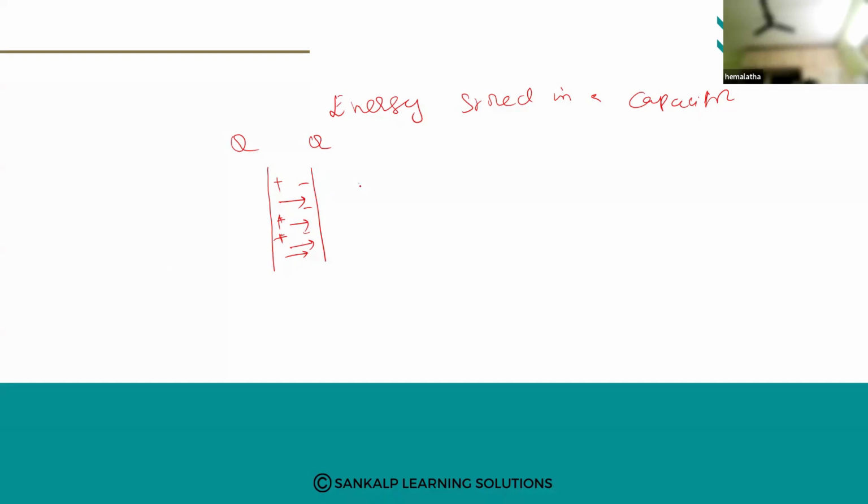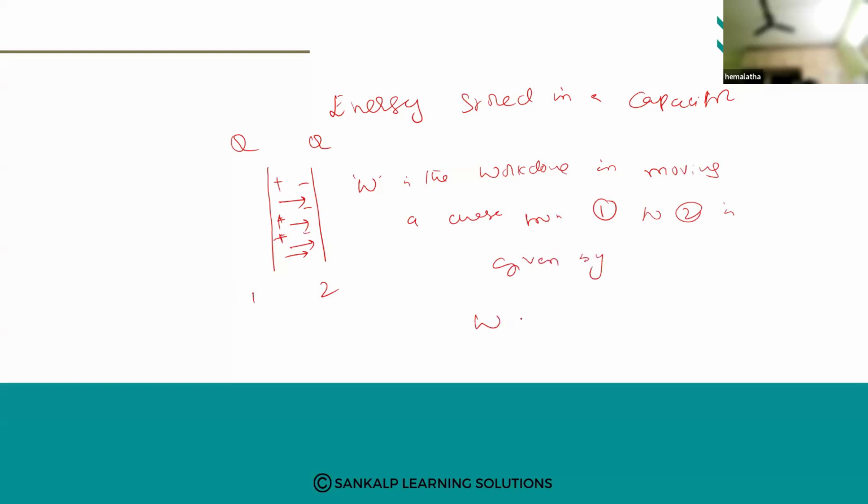There exists here, okay. If W is the work done in moving a charge from the first conductor, this is the first one, the work is given by W is equal to integral from 0 to Q of Q by C into delta Q. Okay, this is the integration.